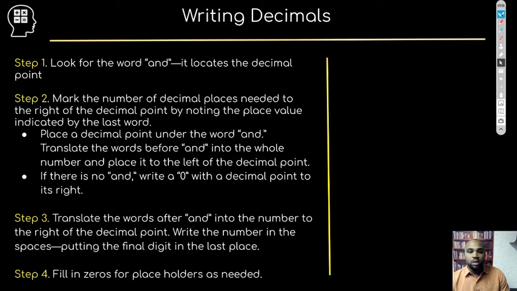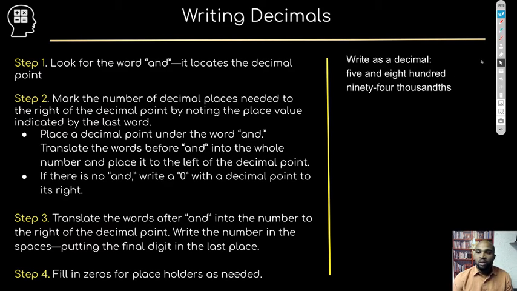All right, so continuing writing decimals. We just did that. These are the steps of doing so. Look for the word "and," mark the number of decimal places you need to the right. Translate the word after "and" into the number and fill in the 0 places as needed. And we just kind of did that a second ago as far as filling in decimal places as needed. So write as a decimal 5 and 894 thousandths. Wow. I would encourage you to pause it here and try to write that and think of what that looks like before I do it.